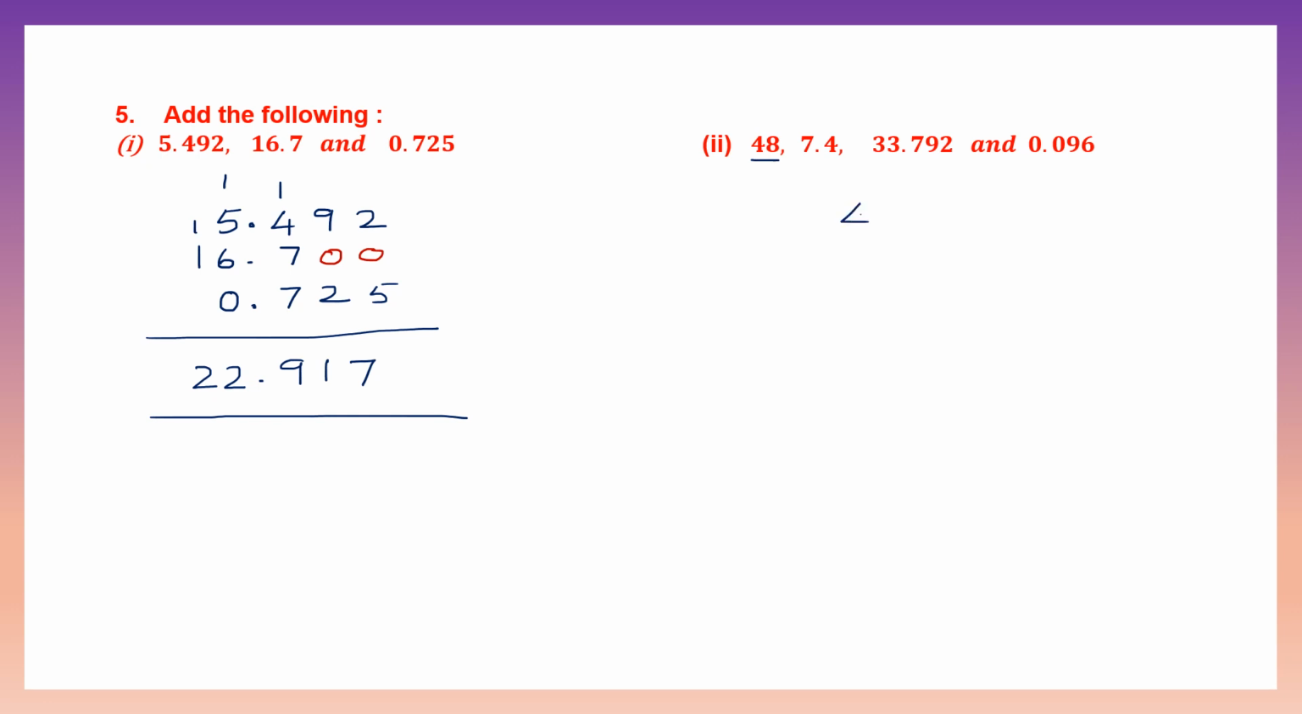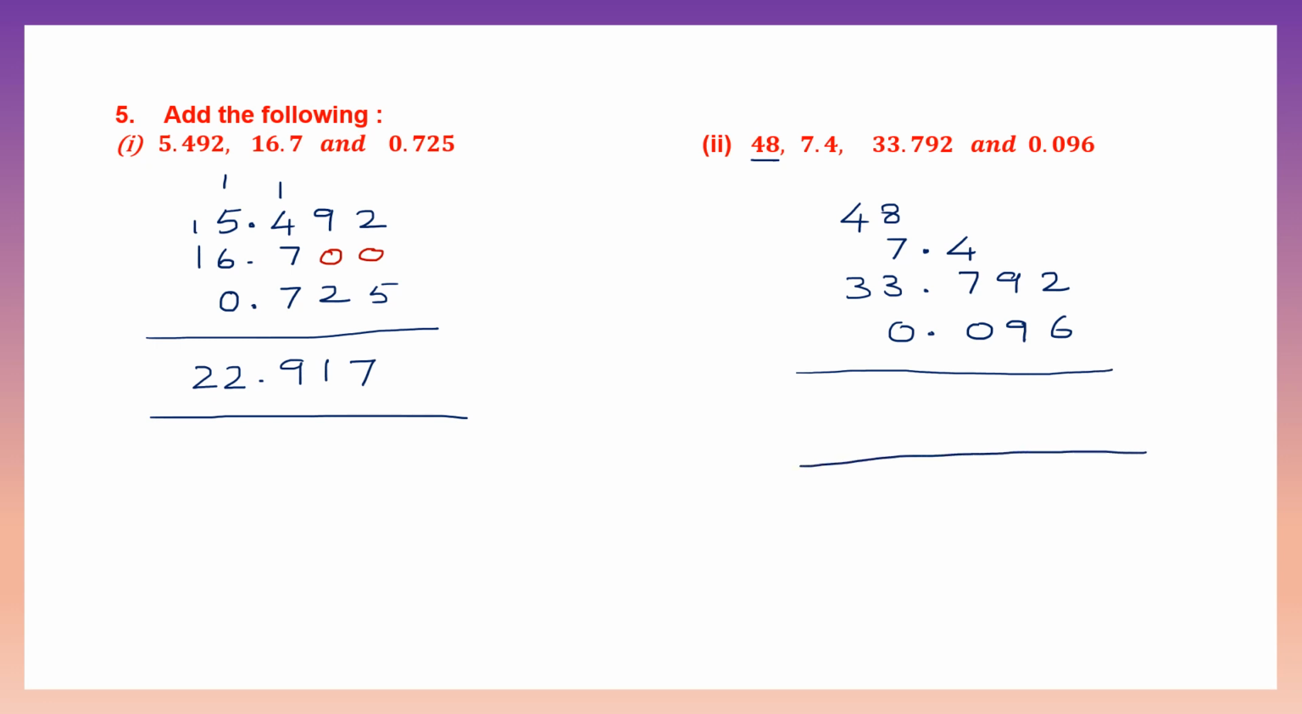Next question, 48. This one is simply 48. It's a whole number. So let's write it by itself. Then we have 7.4. 7 is a whole number part. 0.4. Then 33.792 and 0.096. So we have these numbers. We've arranged them. Now we have to make them like decimals. Now this 48 is a whole number, so it's always before a point. So make them like decimals. They should all have 3 decimal places. So 0, 0 and 0. 7.4 will have 2 decimal places. All the others have 3. So totally now they're all like decimals with 3 decimal places.